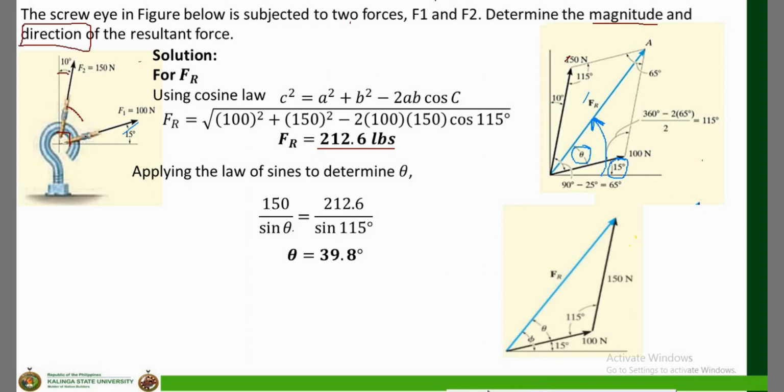The angle of inclination is the direction asked in this problem. That is the angle from the x-axis to FR, and in this diagram that angle is named phi. We can solve for phi once we know theta. We can solve for theta by using the sine law. And this, ladies and gentlemen, is the sine law.